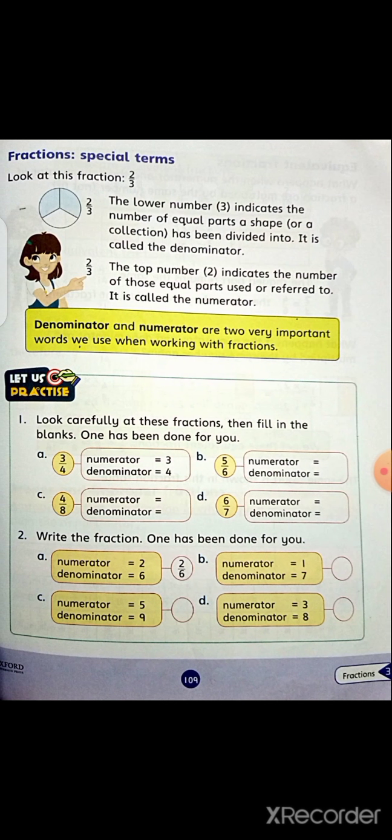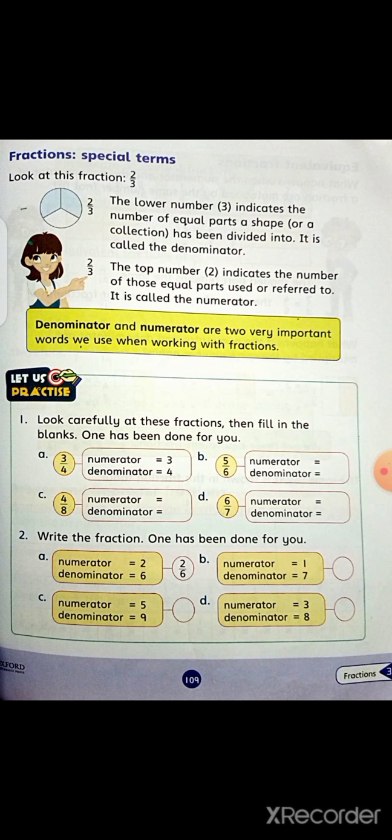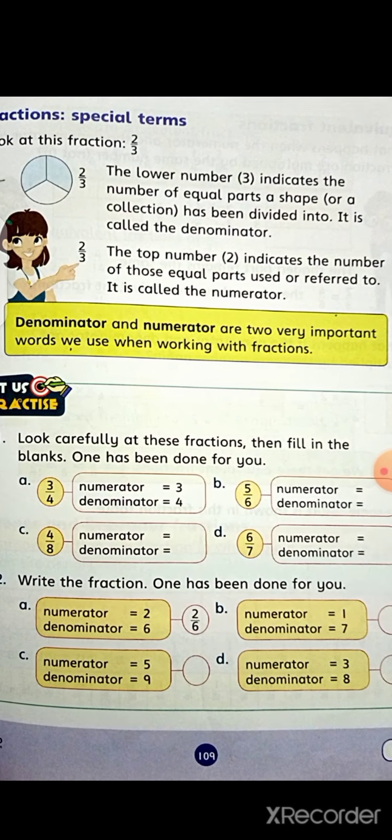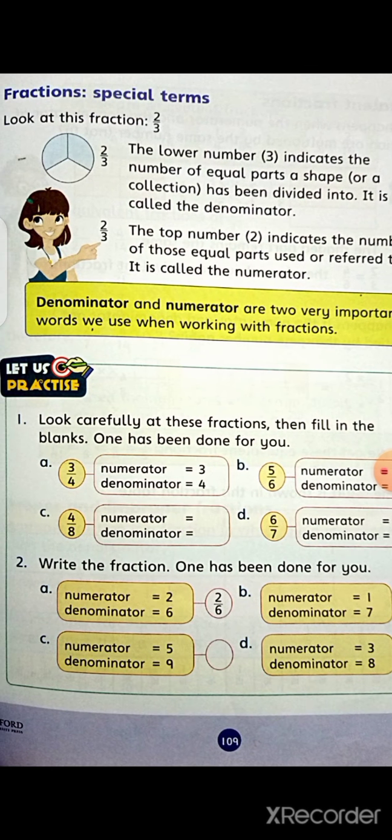Now students, page number 109, special terms in a fraction. Look at this fraction, 2 over 3. In this circle 2 parts are colored, the total number of parts is 3 and the fraction is 2 over 3. The number below the dividing line, or the lower number 3, indicates the number of equal parts a shape or a collection has been divided into. It is called the denominator. What is it called? The total number of parts is called the denominator.